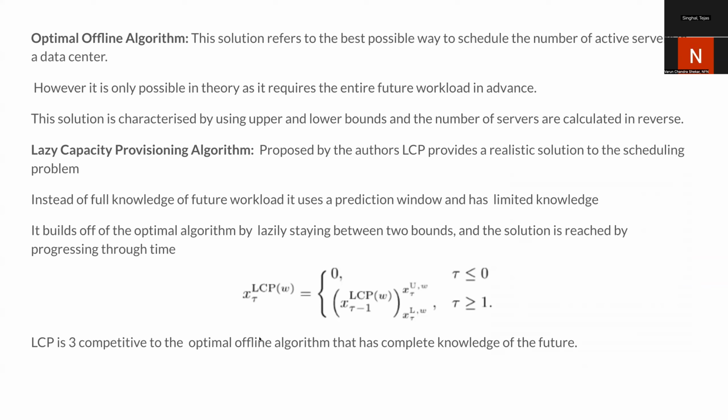And this optimal offline solution is considered to be the benchmark or the best possible solution for finding the optimal active number of servers. One more thing to keep in mind is that the competitive ratio is independent of the window size W. So choosing an arbitrary window size does not affect the competitive ratio.